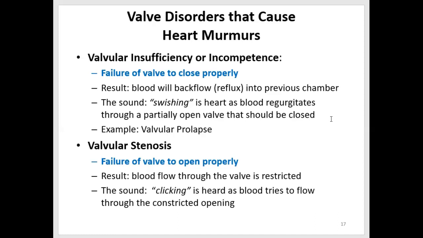In valvular insufficiency, a valve fails to close properly. This partially open valve, even though it's supposed to be closed, will allow blood to flow backwards, or regurgitate, into the wrong chamber. It causes a swishing sound. An example of valvular insufficiency is valvular prolapse, which I'll show you on the next slide.